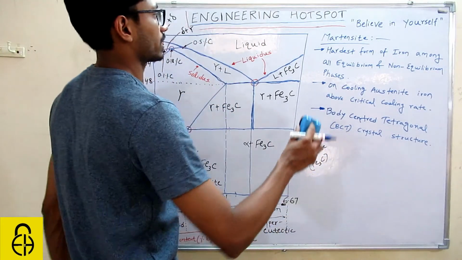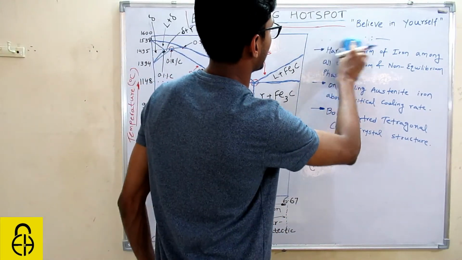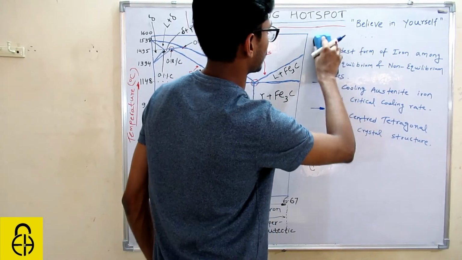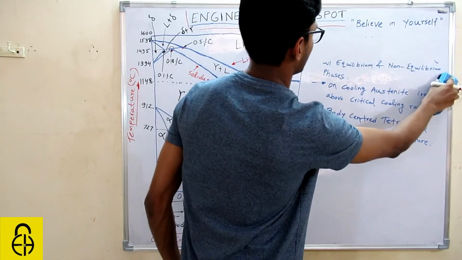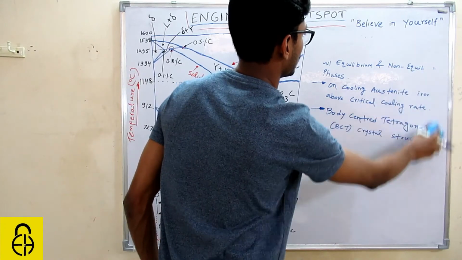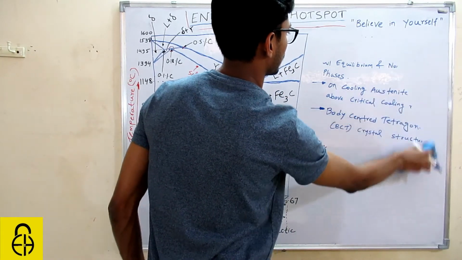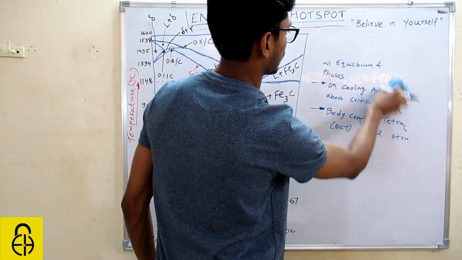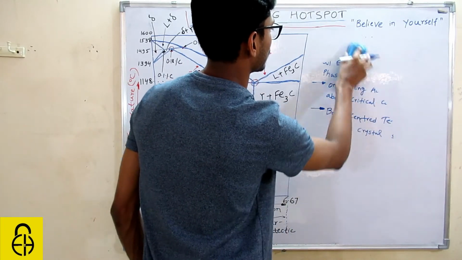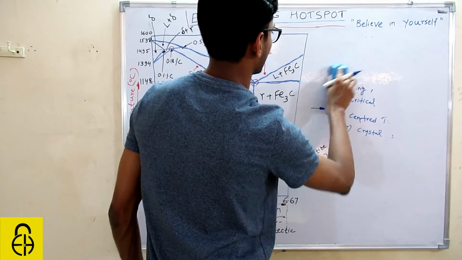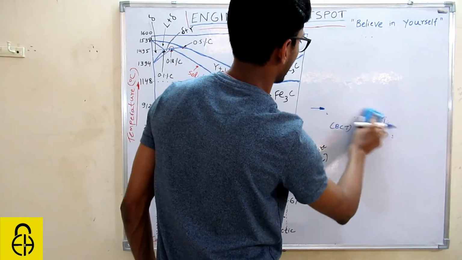So this is about the martensite, and remember, this is the hardest form of iron you can see, because it is being cooled at a very fast rate, and when you cool something at a very fast rate, the number of dislocations will be very high and the hardness will be very, very high. Okay.